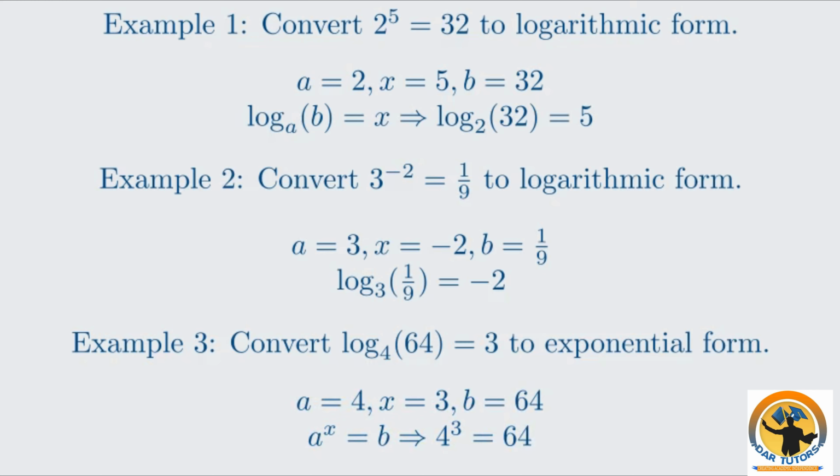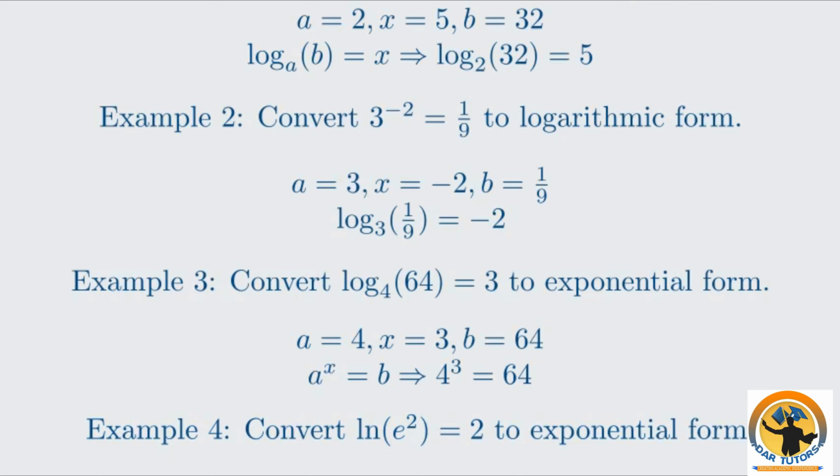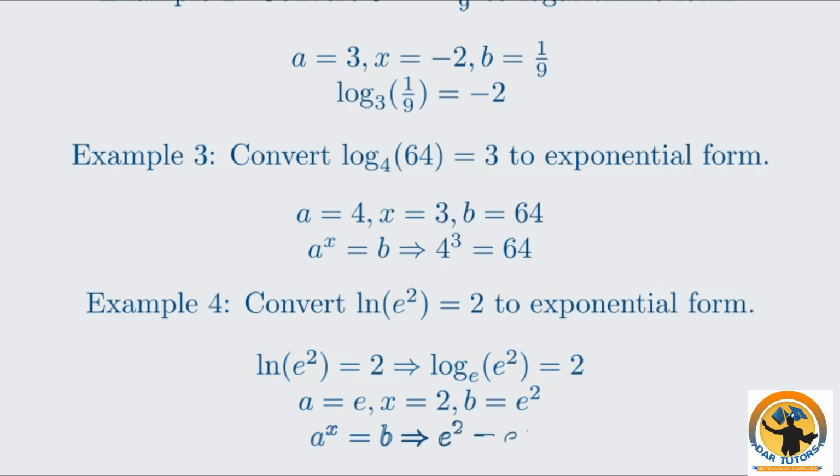Let's do one more with the natural logarithm, ln. Convert ln of e squared equals 2 to exponential form. Remember that ln is just a shorthand for log base e. So our base, a, is e, the exponent, x, is 2, and the result, b, is e squared. Converting gives us e squared equals e squared. This is a tautology, which confirms our conversion is correct. By practicing these conversions, you'll build a strong foundation for working with logarithms.